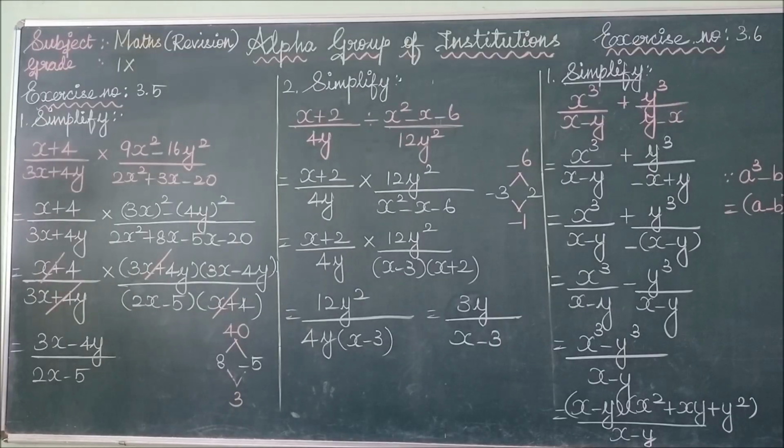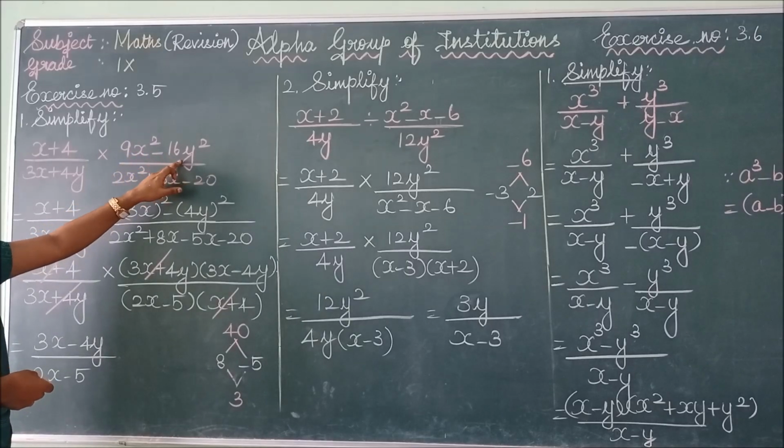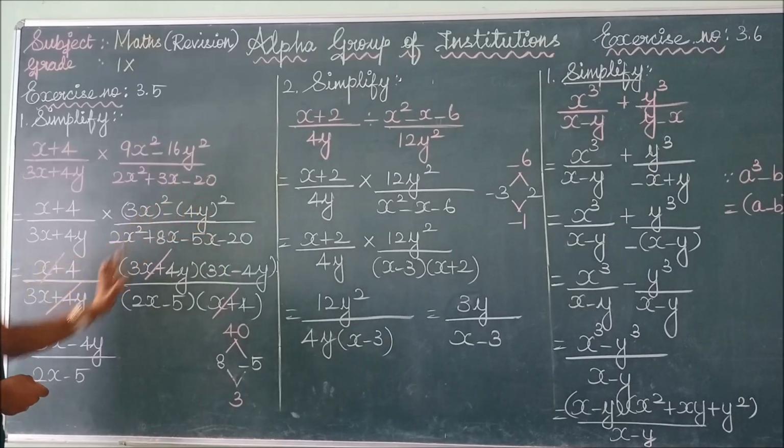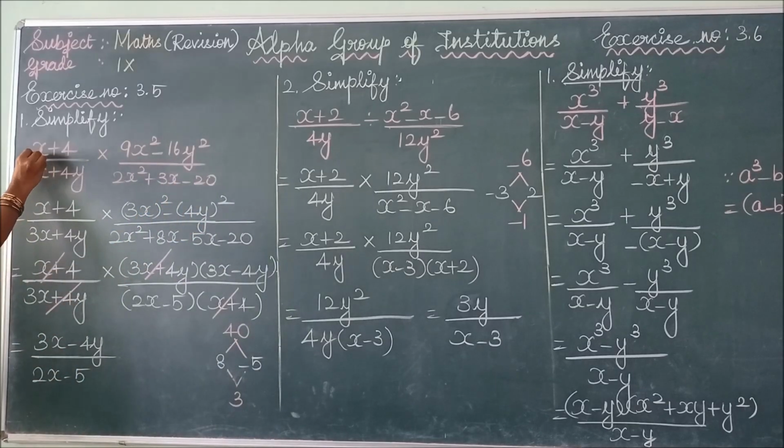Next, exercise number is 3.5. The sum is: simplify the following. Look here, x plus 4, 3x plus 4y into 9x square minus 16y square divided by 2x square plus 3x minus 20. So listen here, x plus 4, 3x plus 4y cannot be changed. You can keep that as it is. x plus 4 divided by 3x plus 4y as it is. Next, look at the multiplication value.